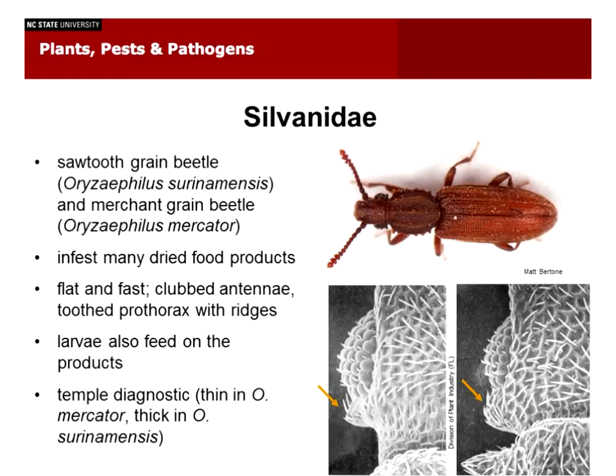Now, between those 2 species, the temple, which is basically the part behind the eye, is the diagnostic character. So in mercator, it's thin. It's about half the width of the eye, whereas in surinamensis, the sawtooth grain beetle, the temple is more than half of the width of the eye. So, based on that, can anybody tell me which species this is?